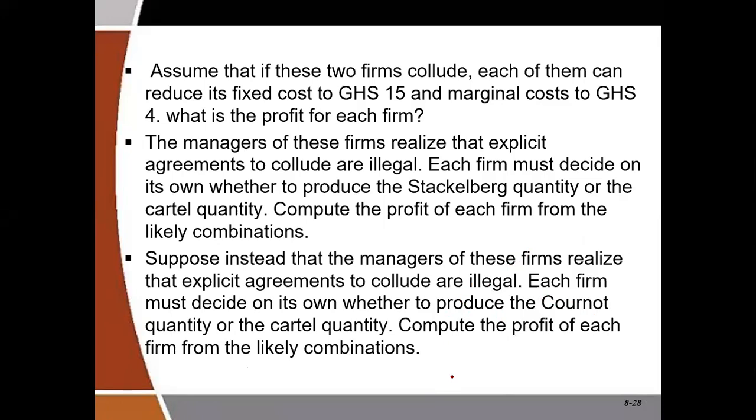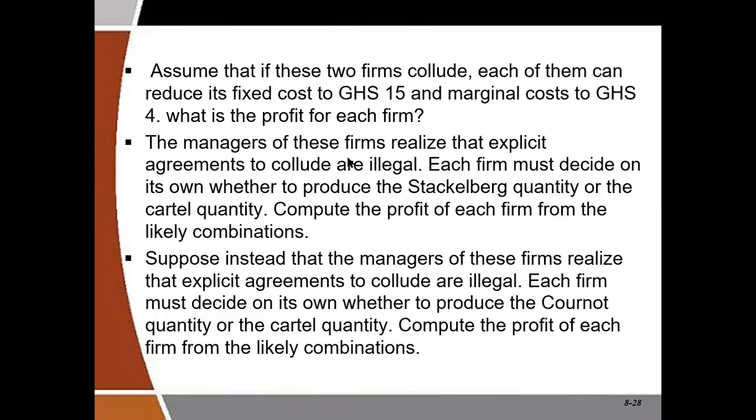What it means is that none of them will have a different fixed cost. So the one cannot have 15 cedis fixed cost and the other 30 fixed cost. No, all of them will have similar fixed cost. So in this question, each of the two firms will have 15 cedis fixed cost and each will have 4 cedis marginal cost. Once they collude, they become like a monopoly, so there is no need dividing the fixed cost into 2 and the marginal cost into 2 and adding them back. We can just pick one of them to represent the entire industry. For further insight, just watch my video on collusion.